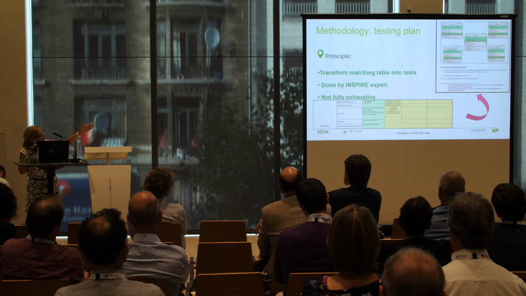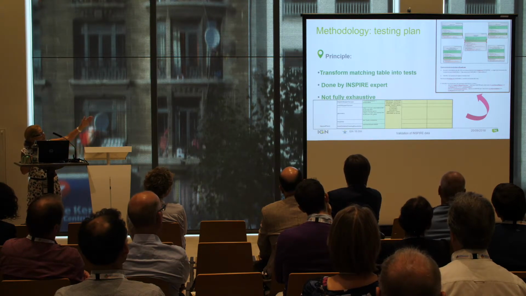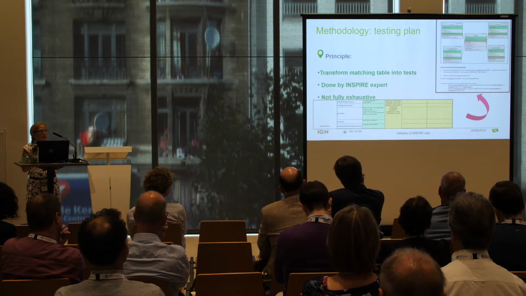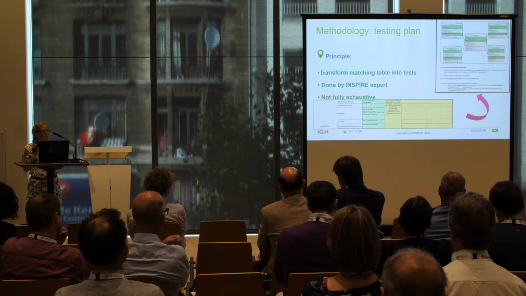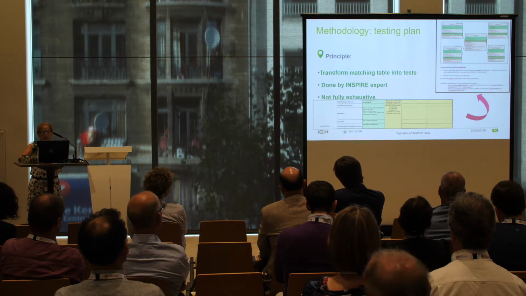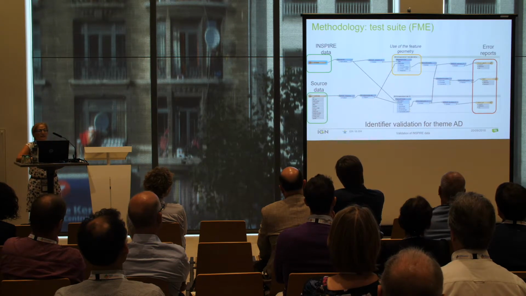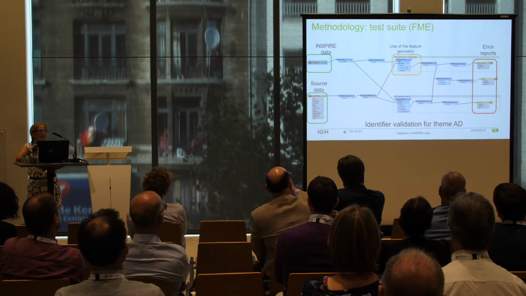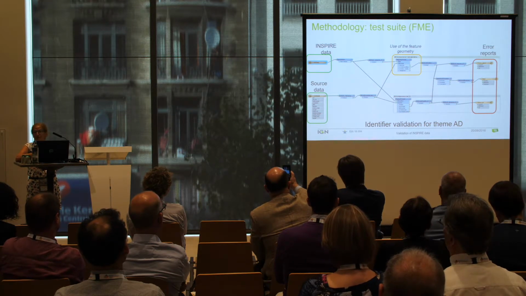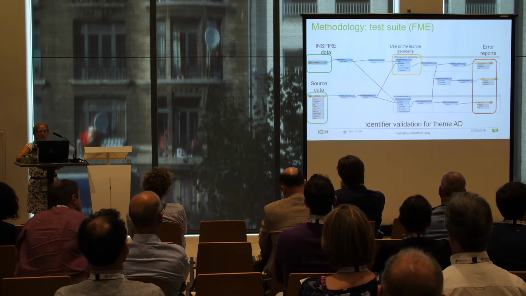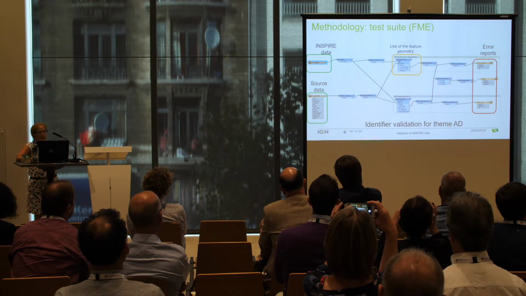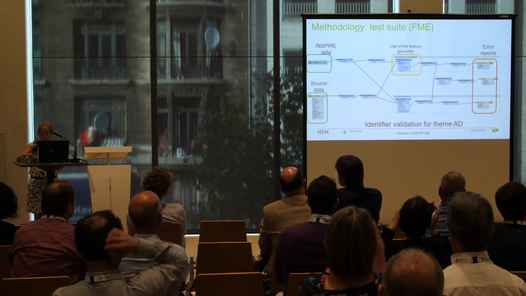So you can see the matching table, it's an Excel table, and the testing plan, it's just a Word document showing which attributes we are really filling and proposing some tests for the testing plan. Then we built the test suite on FME by comparing INSPIRE data to source data and using, of course, all these rich FME functions. And from this, we built some error reports. For instance, here you can see the test for validating identifier.